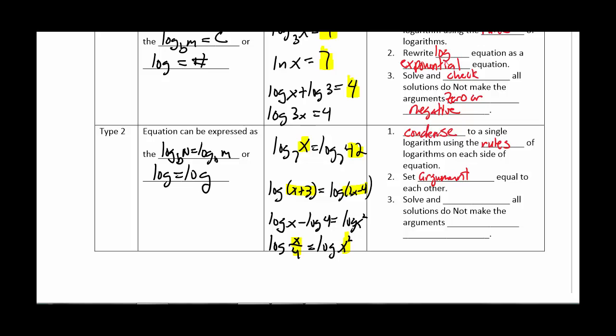Step 3 is we're going to solve and check that all solutions do not make the arguments 0 or negative.